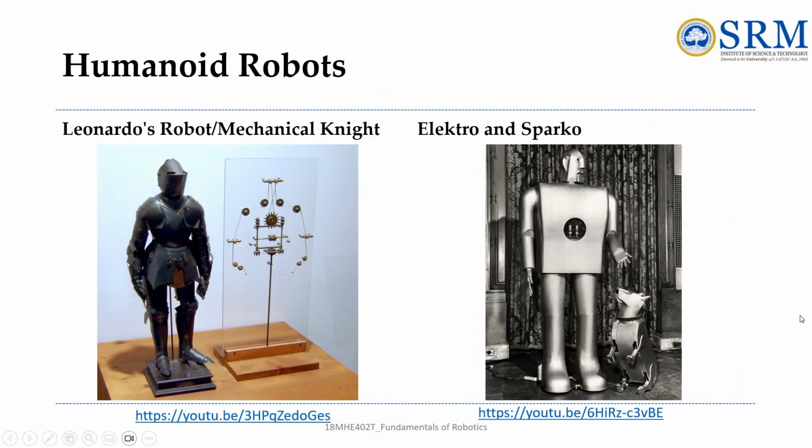So next, humanoid robot. I'll show you a video. You have Leonardo's robot and Electro and Sparko. Electro and Sparko is a humanoid robot along with its animal pet.